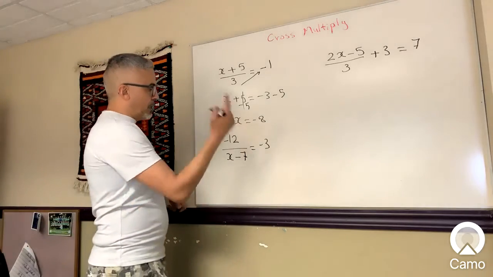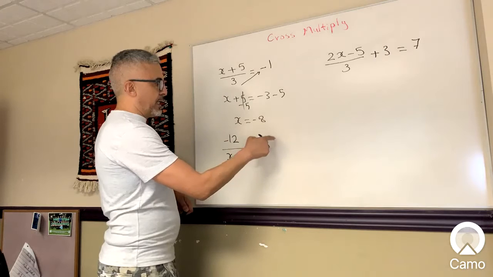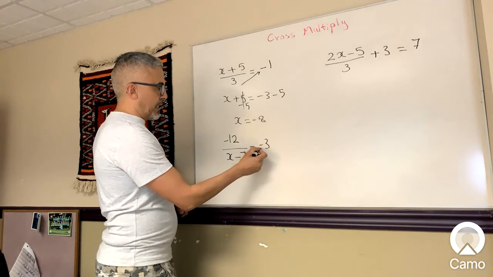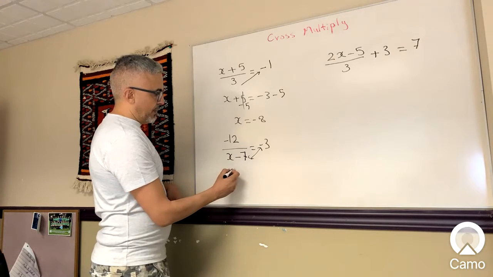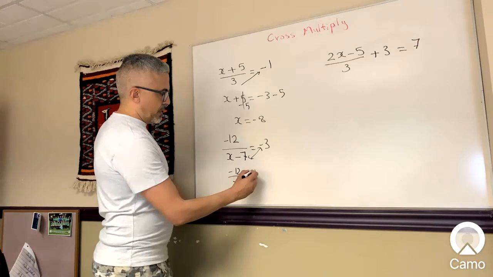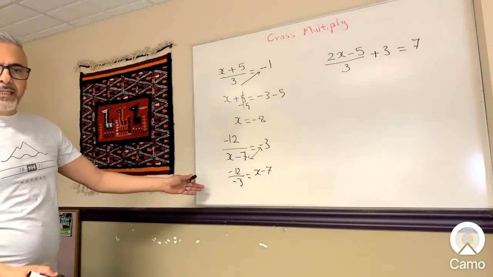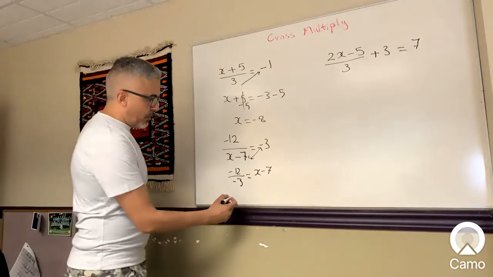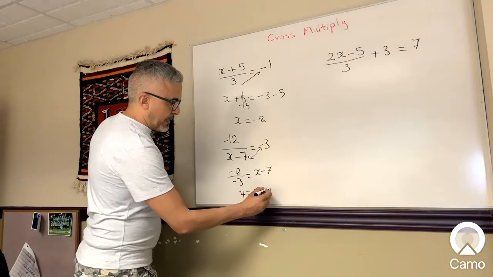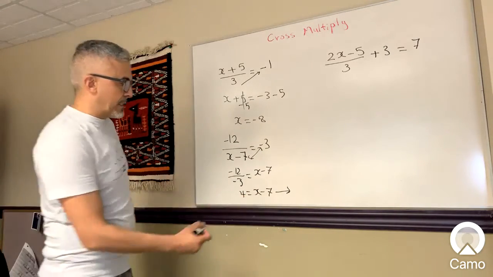Okay, so let's go. So we just said we're going to cross multiply the x minus 7 to where the -3 is, and the -3 is going to come to where the x minus 7 is. So basically these are going to do this. So we have -12 over -3 equals x minus 7. Isn't this easy? Now, -12 divided by -3 is 4 equals x minus 7. Now, all you need to do after this is just add 7 to both sides.